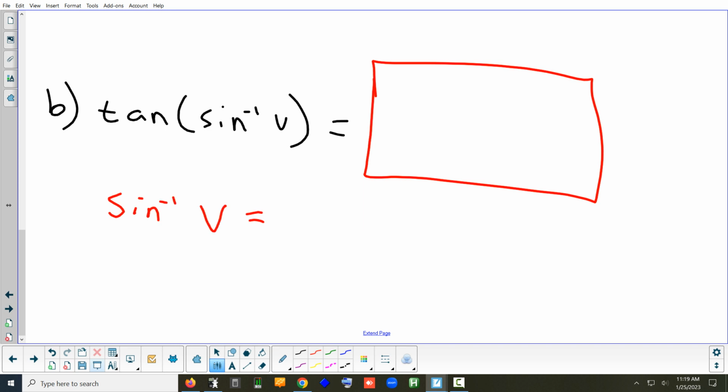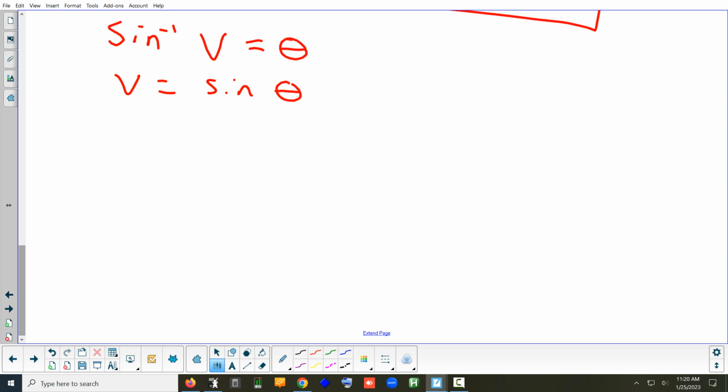Anytime we do inverse trig, we're always solving for an angle. So what could we set that equal to, because we don't know what the angle is? Yeah, use a Greek letter so we remember it's an angle. And now, how would you rewrite that equation with regular trig instead of inverse trig? v equals sine theta. Yep, v equals sine theta. We're just skipping that step, taking the sine of each side, and then it cancels the inverse sine on the left. Right, now we need to draw a picture for that.